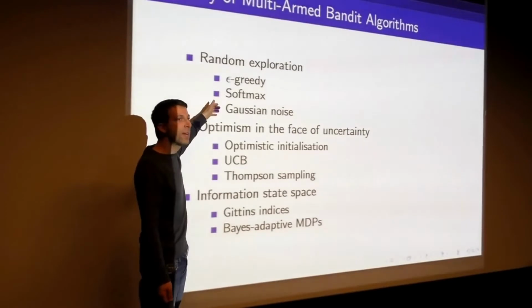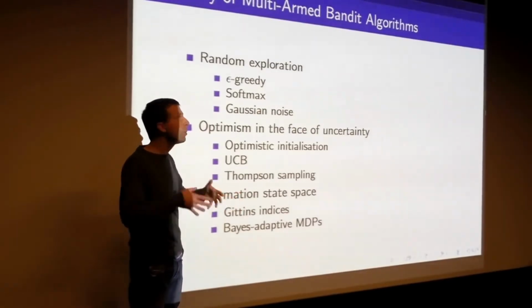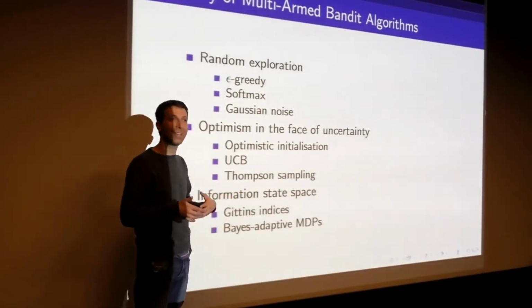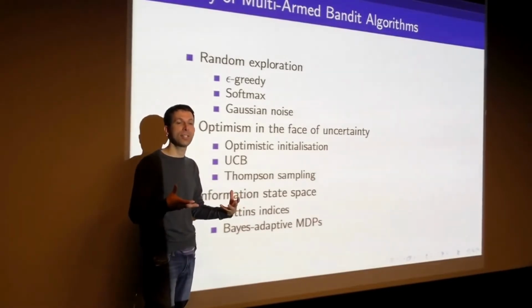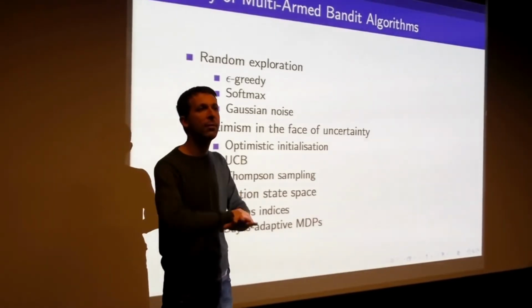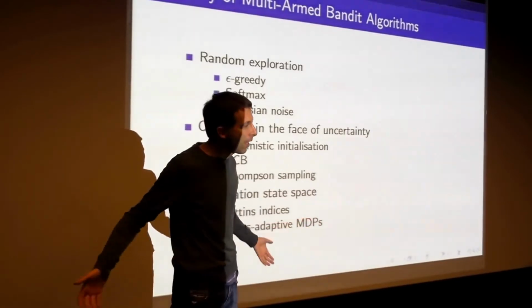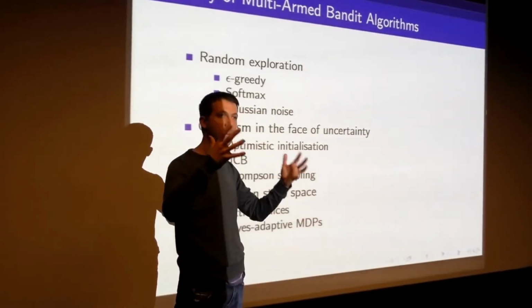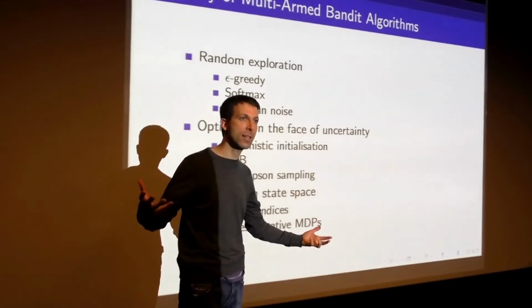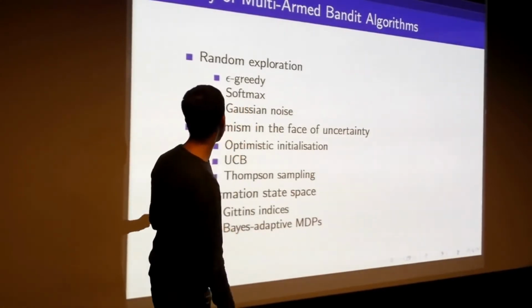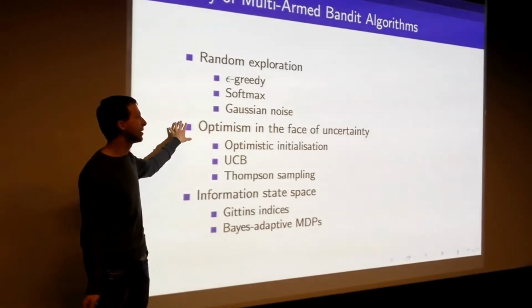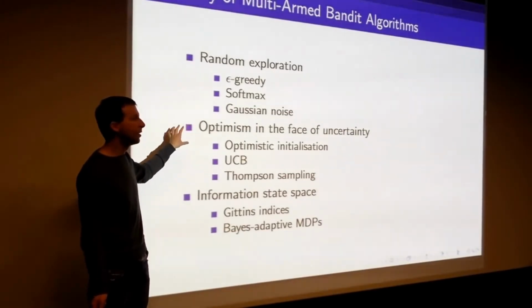If you're in a continuous domain, you could use Gaussian noise. These are all examples of random exploration in the state action space, where each time you're in a state, you flip a coin and act randomly. You don't look at your uncertainty. These are myopic methods. They don't look ahead. They don't try and figure anything out. They just explore randomly. Then we had our optimism principle, optimism in the face of uncertainty.